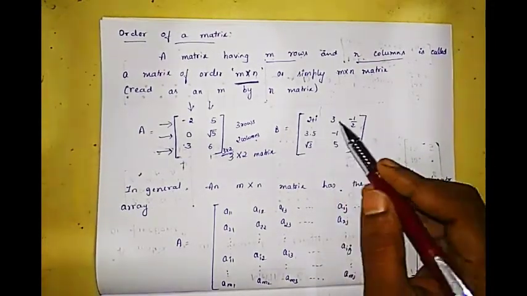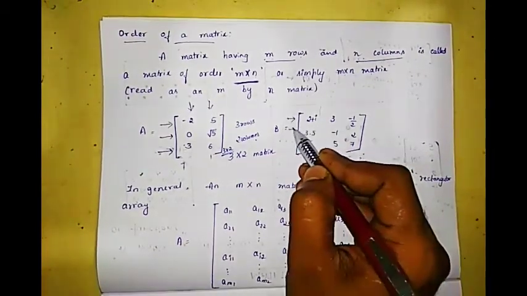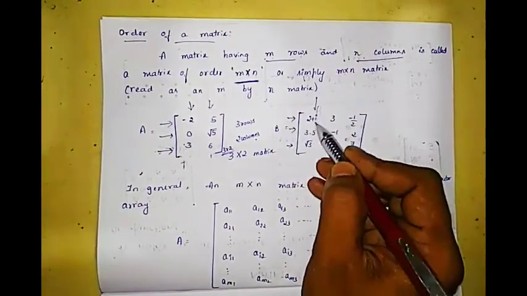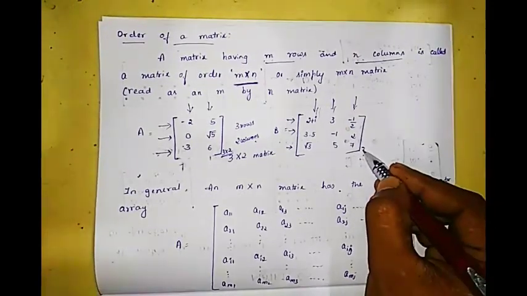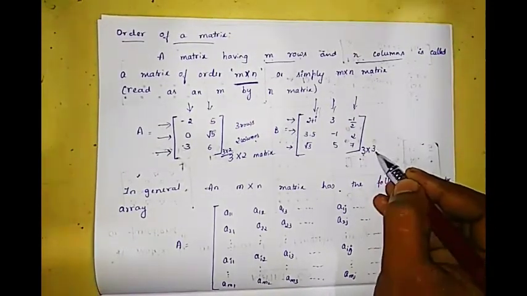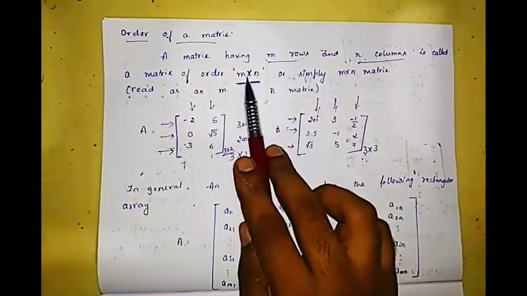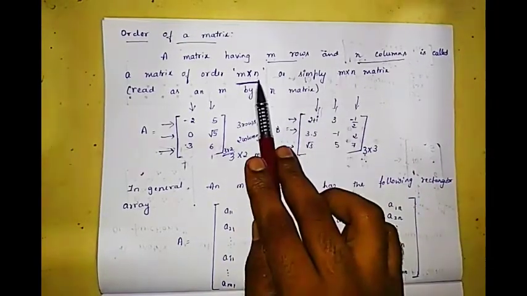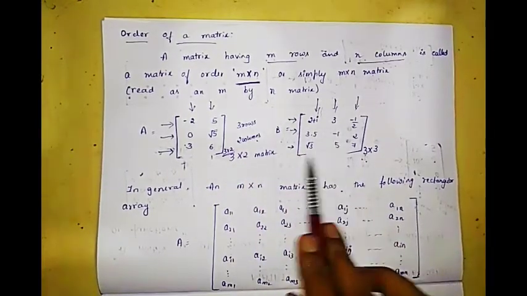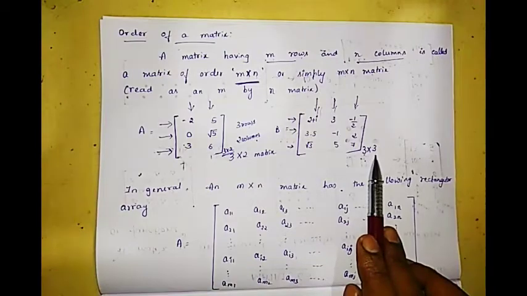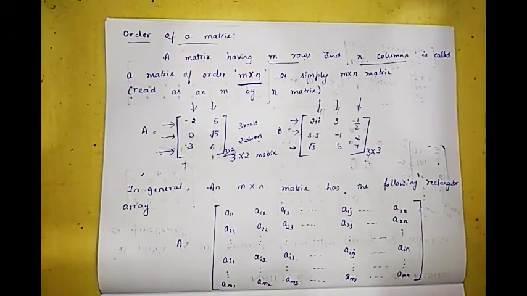Can you guess what is the order of this matrix B? Here we have 3 rows, and 1 column, second column, third column. So it is a 3 by 3 matrix. Observe carefully, we write the number of rows first, then the number of columns in the order of a matrix. So it is 3 rows, 3 columns. It is a 3 by 3 matrix. In the previous case it is a 3 by 2 matrix.